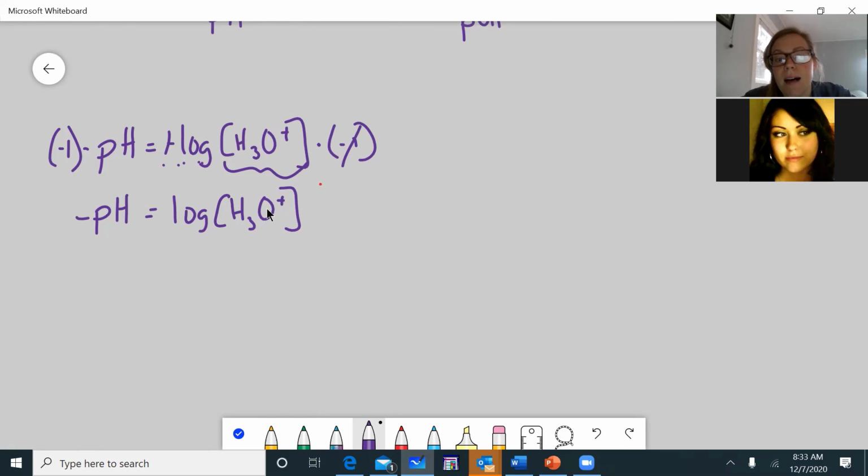Now I want to get this by itself. I can't divide by log. That's not what's happening here. This isn't a multiplication or division. Log, remember, is the opposite of your 10 to the exponent. So in order to get rid of this, I have to take both sides and say 10 to those numbers, 10 to those numbers. So then the 10 and the log will cancel out and this stays preserved. So now I know that my H3O plus is equal to 10 to the negative pH.